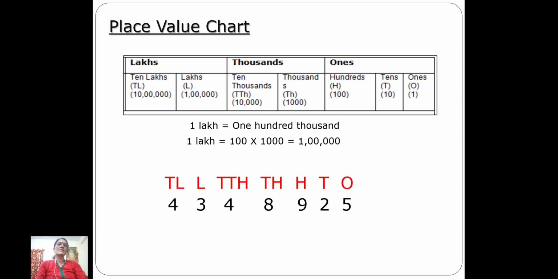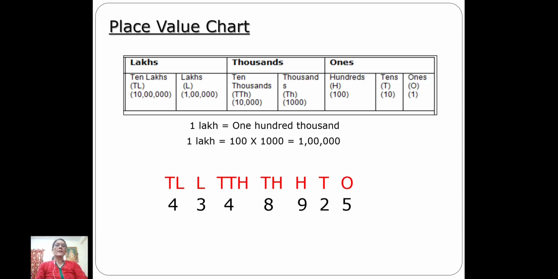Now 5 is in ones place, 2 is in tens place, 9 is in hundreds place, 8 in thousands place, 4 in 10,000s place, 3 in lakhs place and 4 in 10 lakhs. Remember, children, whenever you write the places, you always start from the lowest, that is ones. Don't start from your left side, always start from your right side. Yes, ones, 10, 100, 1000, 10,000, lakh, 10 lakh, right?